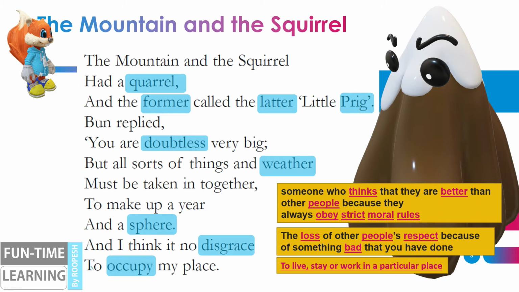Bun replied. Here Bun means the squirrel. You are doubtless very big, but all sorts of thing and weather must be taken in together to make up a year and a sphere. The word sphere means globe. We will understand its meaning in more detail in the next part.